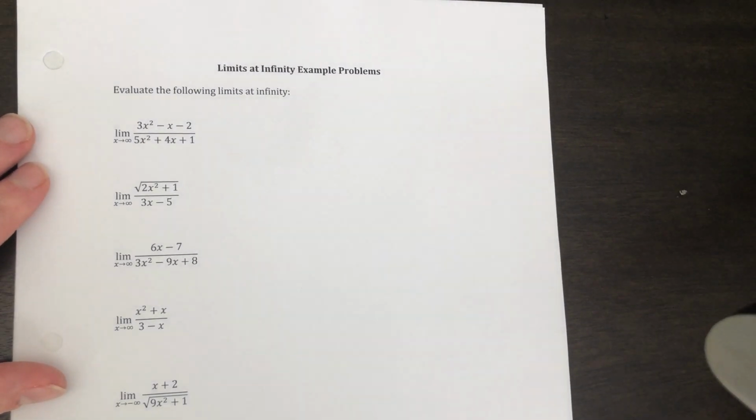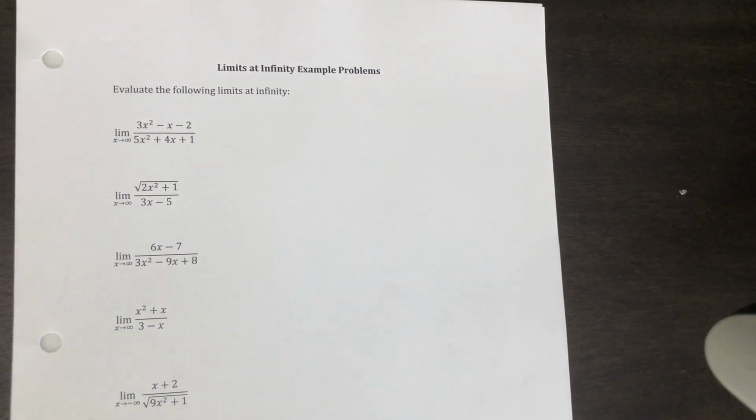Okay guys, so this is going to be limits at infinity example problems. Now, we technically already know how to do limits at infinity because they follow our top heavy, bottom heavy rules from our horizontal asymptotes rules. So what we're going to do is we always circle the highest power on top and bottom.